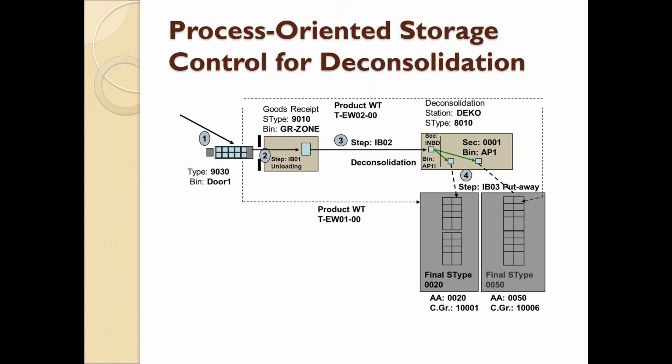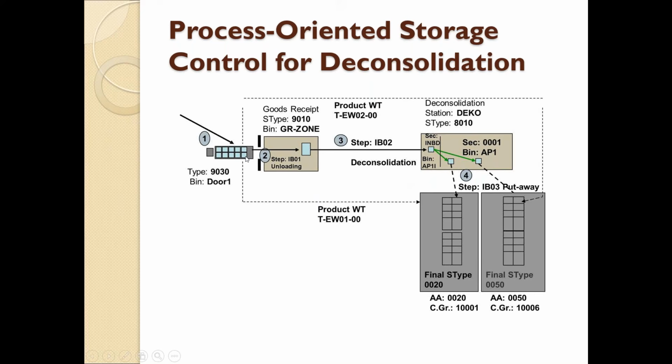In order to trigger that process, the process oriented one, we follow a sequence of steps. If you see this, the truck is coming and unloading here in the staging area, which is nothing but your interim bins. Then we move it to the work centers, which is step number 3, and step number 4 is performing the put away. We need to make the system follow these particular steps. This is nothing but the process oriented storage control.